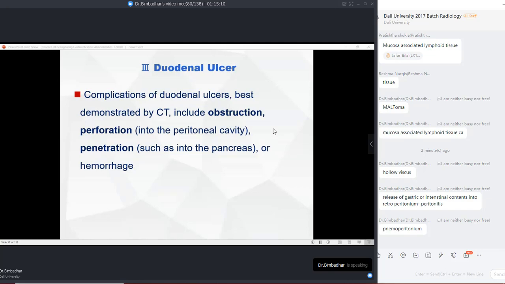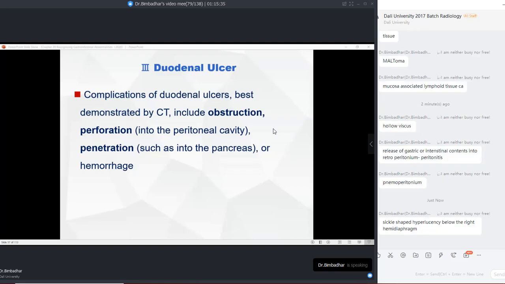Pneumoperitoneum can be detected by a sickle-shaped hyperlucency below the right hemidiaphragm. I think we learned about this before, right? Yeah. A sickle-shaped hyperlucency below the right hemidiaphragm is the one that suggests that you might be looking at a patient with a perforated ulcer.